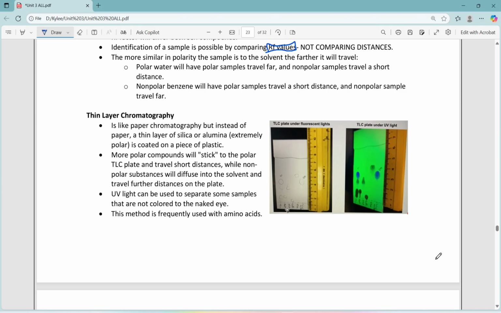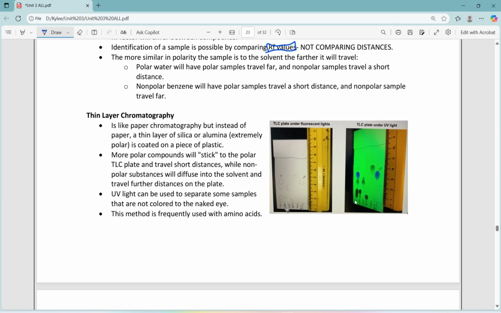UV light can be used to help separate samples that are not colored to the naked eye. And this method is frequently used for identifying amino acids. So over here on the right, we have an example where we can't really see any dots like we could in the first example. But when we put it under UV light, we can see what we have going on here.